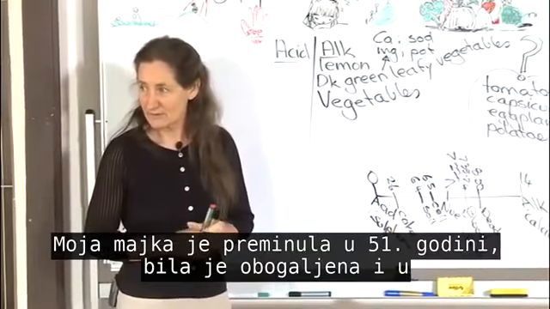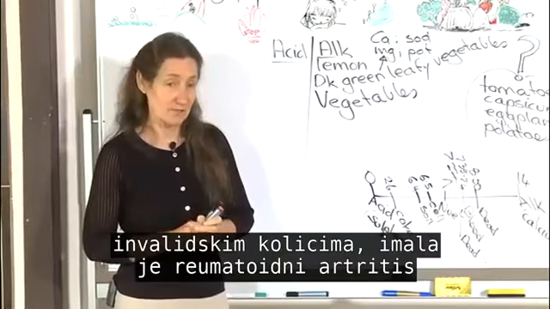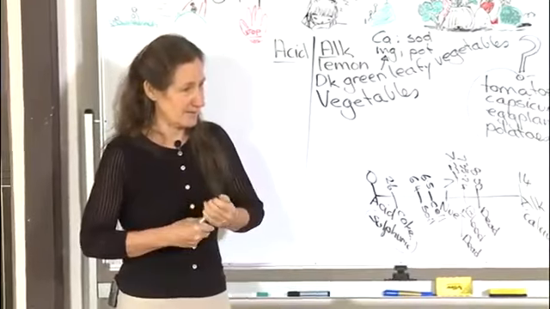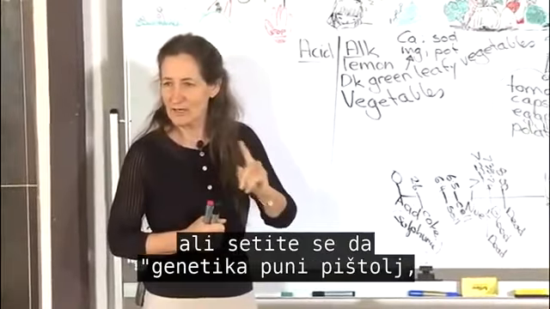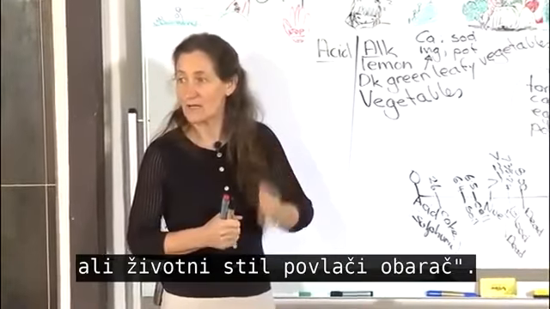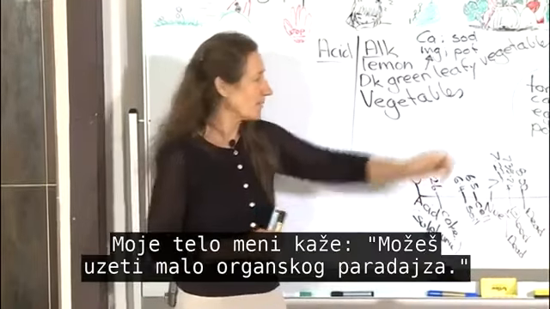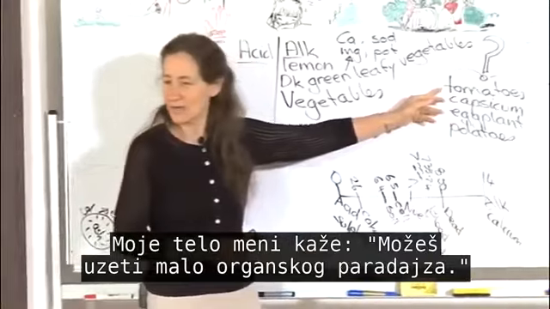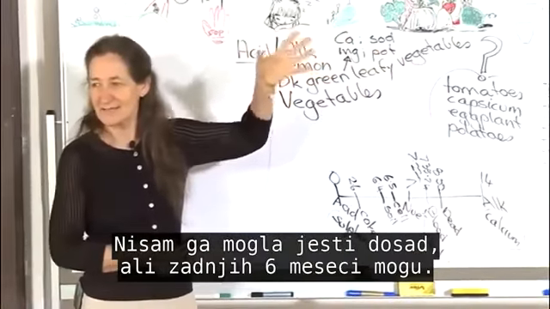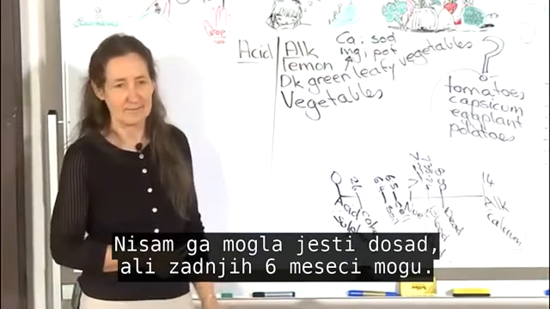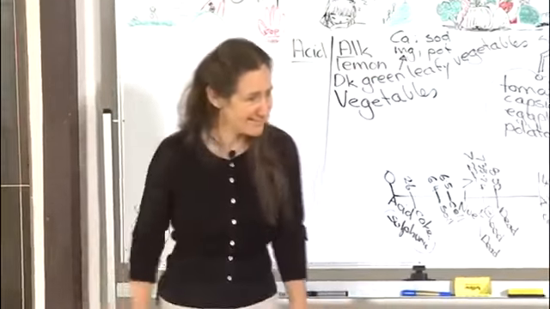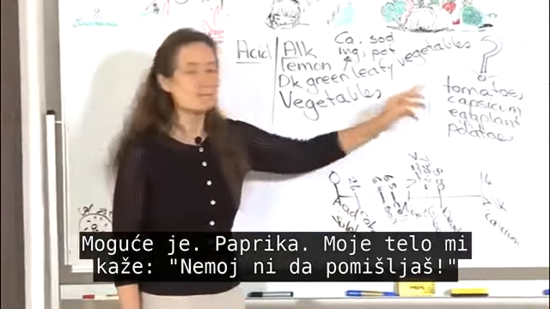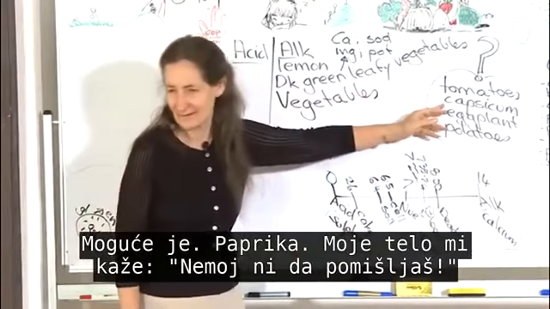When my mother was 51, she died a cripple in a wheelchair with rheumatoid arthritis. So I know I have some strong inherited tendencies there. But remember, genetics loads the gun, but it is lifestyle that pulls the trigger. My body says to me, I can have a little organic tomato. I've never been able to eat it. In the last 6 months, I can. Have you ever heard of someone getting healthier as they get older? It's possible.